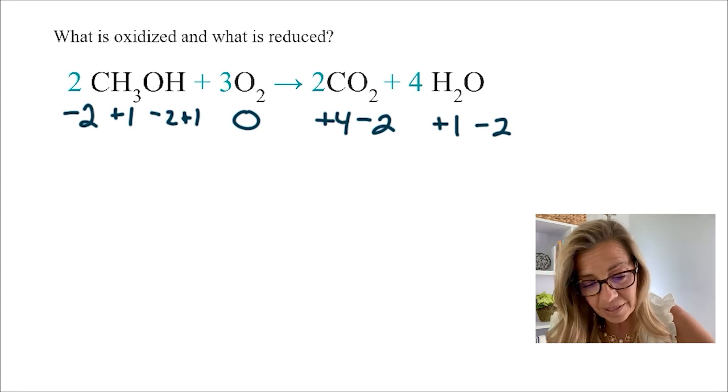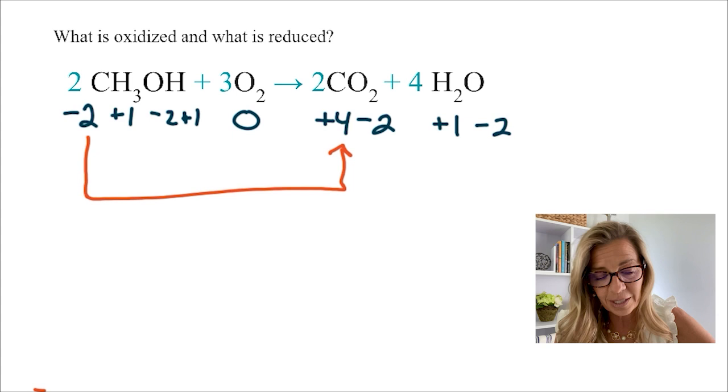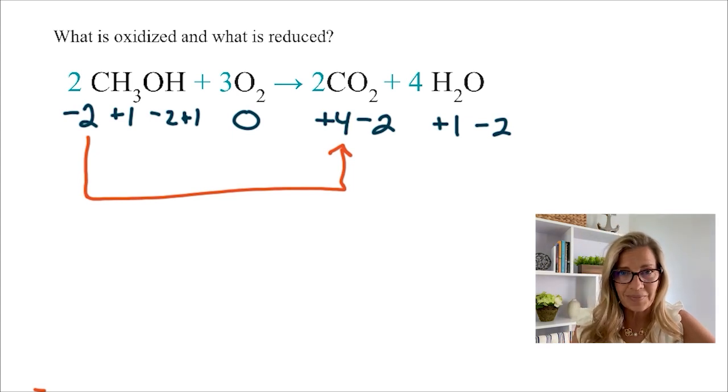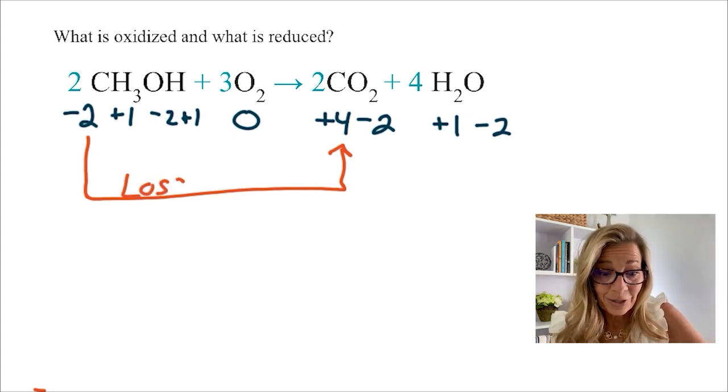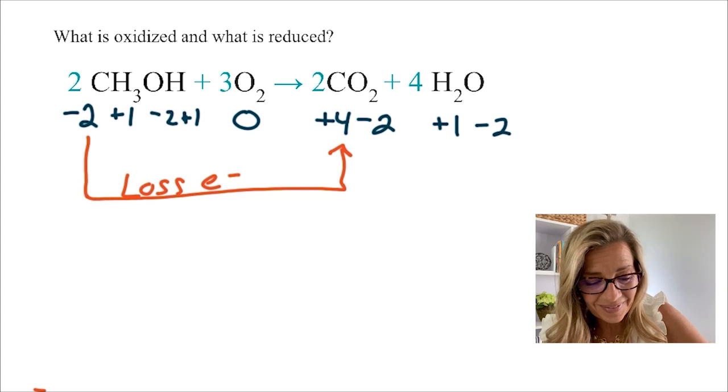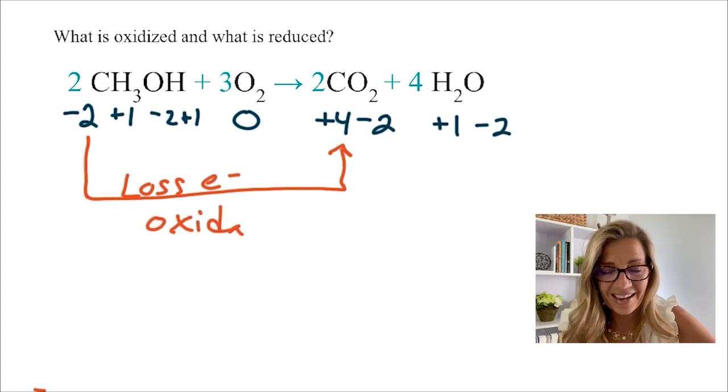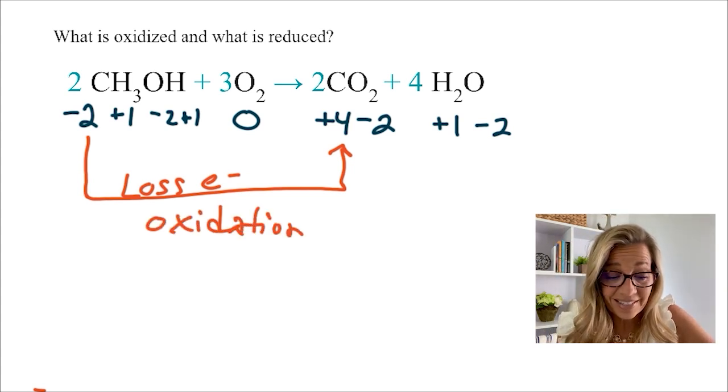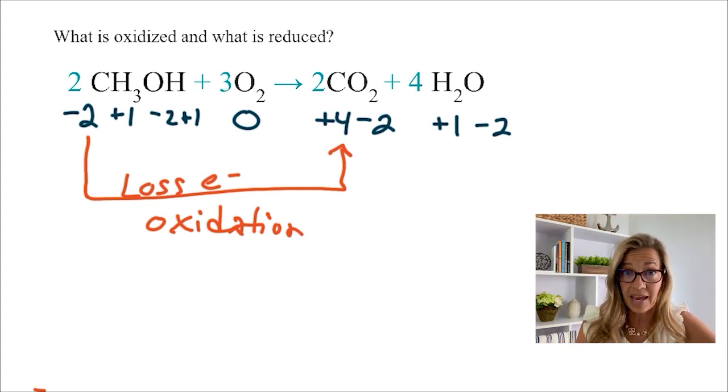Well, I picked up something right away. The carbon goes from a -2 to a +4. So what did it do? It lost electrons. Okay, and what is losing electrons? This is the oxidation. Well, if it lost electrons, something must have gained electrons.